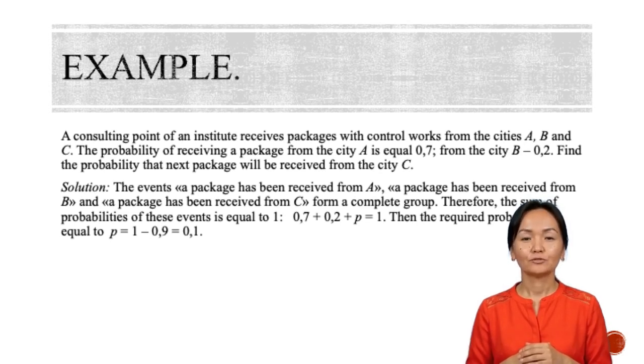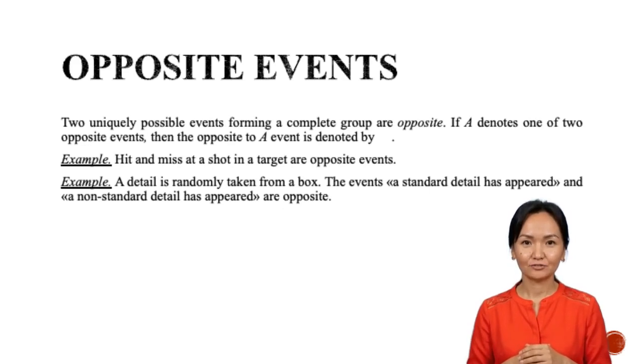This example beautifully demonstrates how the complete group theorem can be used to find unknown probabilities when we know the probabilities of all other possible outcomes. It's a practical tool that we encounter frequently in real-world applications. Now let's discuss a special case of complete group events, opposite events. 2 uniquely possible events that form a complete group are called opposite events.